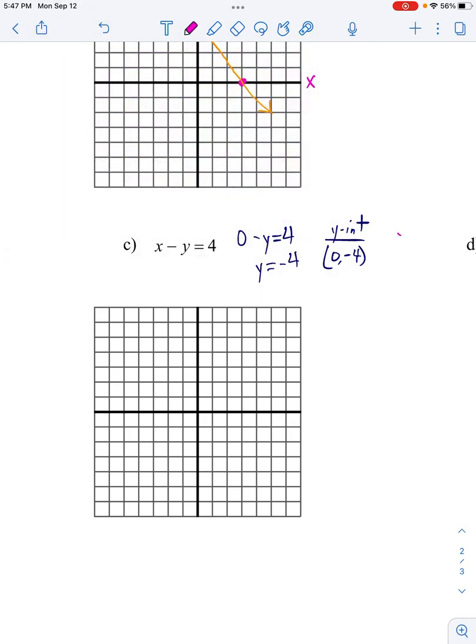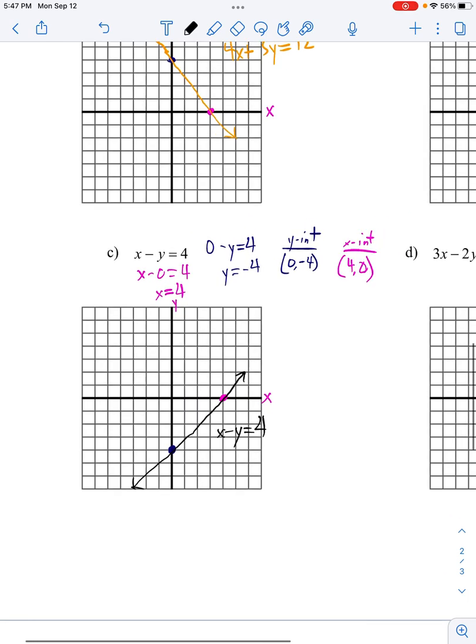Let's get my x-intercept. All right, so x minus 0 equals 4, or x equals 4, okay? So my first coordinate, x equals 4. So I have (4, 0). Let's plot (4, 0). Don't forget to label my axes. And let's plot (0, -4). We just got to draw a line through them. There you go. x minus y equals 4. That's it, right there. Part C.